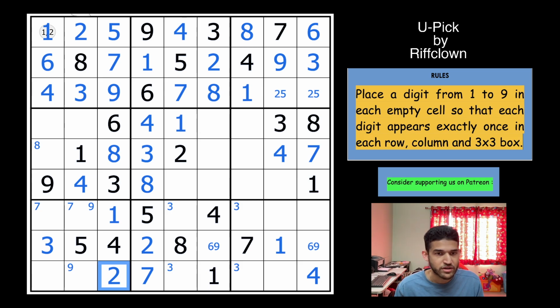Now 9 is not in row 6, so 9 goes here. And that is staring down at this cell. This is also finished, 6 and 9. 5 is not in row 7, column 9 because of this 5. So that gives a 5 here. That finishes off column 9.